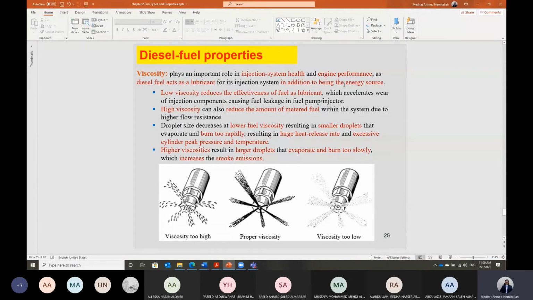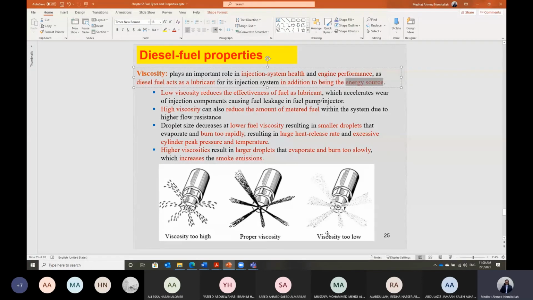Is to be the energy source in order to run the engine, burn the fuel and run the engine. And it has another job, which is lubricating the injection system, the fuel pump and the fuel injector. So there are two functions of the diesel fuel: to lubricate the injection system, and also to act as the energy source to be burned to generate heat inside the combustion chamber. Then we can generate the engine power.